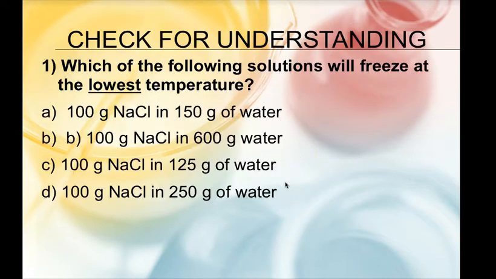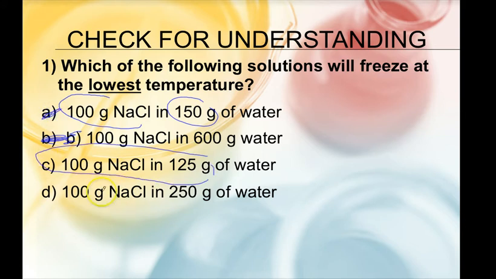Alright, so it says, which of the following solutions will freeze at the lowest temperature? So again, you are trying to determine which one has the lowest freezing point. You're looking for the one that has the highest concentration. So if you look at this one, it's 100 grams of NaCl in 150 grams of water. There's two B's here. 100 grams of NaCl in 600 grams, well, that's not very concentrated. 100 grams of NaCl in 125 grams. Well, that's less water than this one, so this is more concentrated.